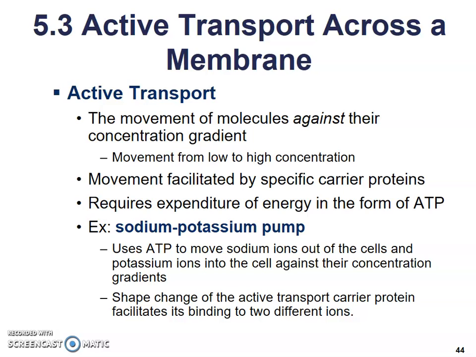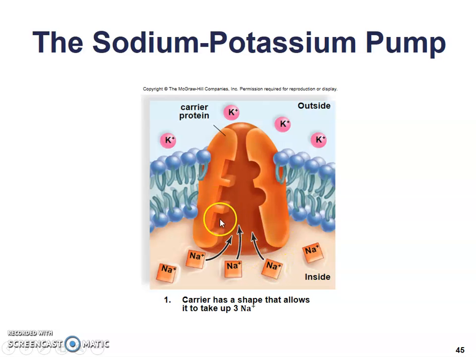The standard example is the sodium-potassium pump, which uses ATP or energy to move sodium ions out of the cell and potassium ions into the cell, both of which are against their concentration gradients. So there's a lot of sodium outside and a lot of potassium in, but ATP is used to move even more sodium out and even more potassium in. So a shape change in the carrier proteins facilitates the binding of two different ions. So for every 3 sodiums, 2 potassiums are moved in.